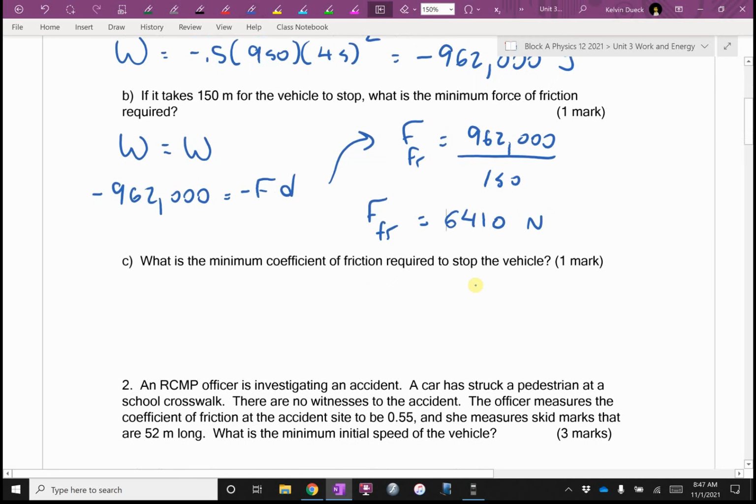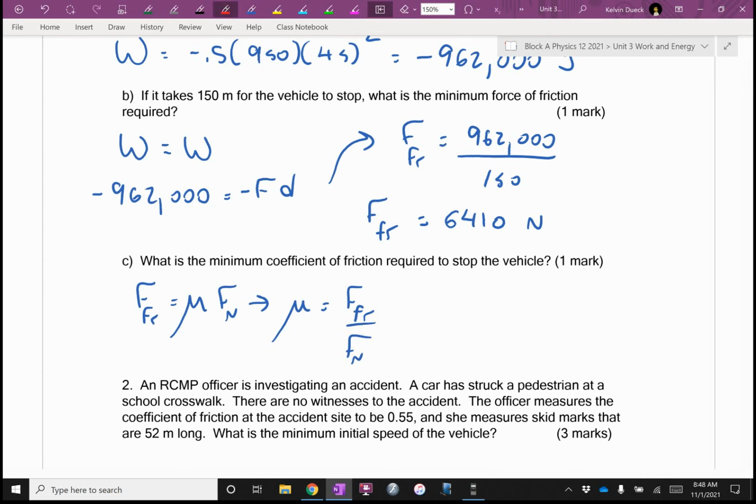What is the minimum coefficient of friction required to stop the car? Well, I guess friction equals mu times the normal force, so mu is going to be friction divided by the normal force. I'm going to imagine a quick free body diagram: gravity down, normal force up, and friction pointing that way, assuming the vehicle is moving to the right. Does there have to be a force pointing right if we're moving forward? No, that's okay.